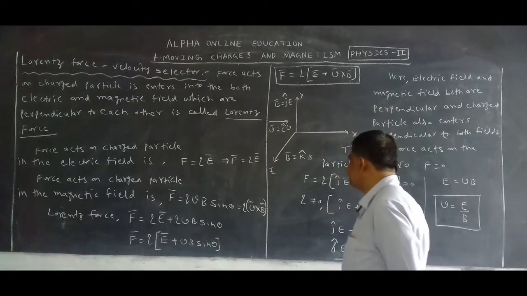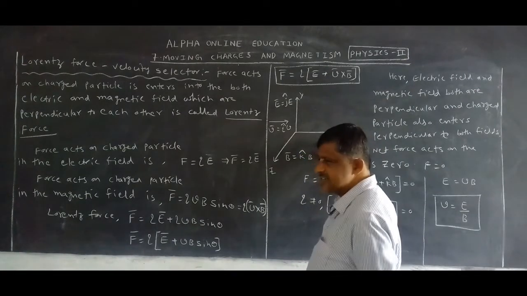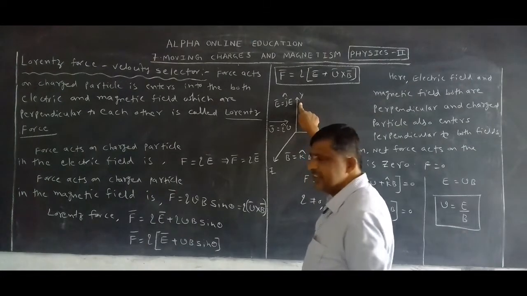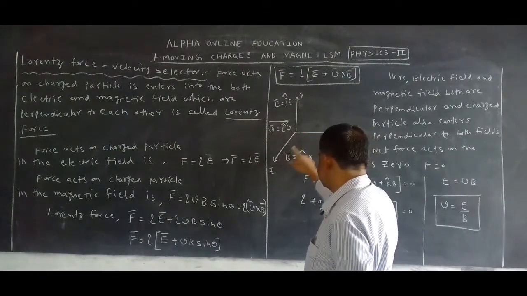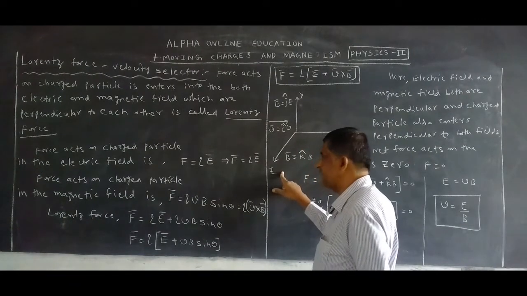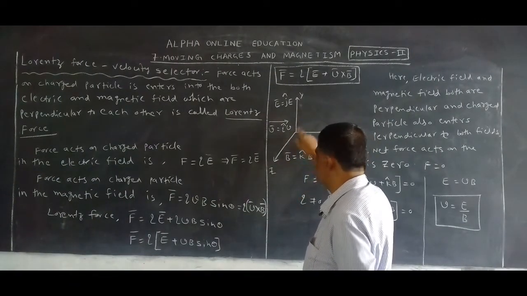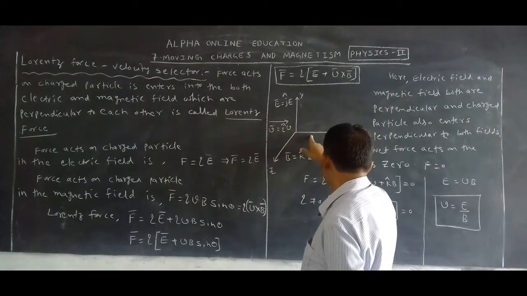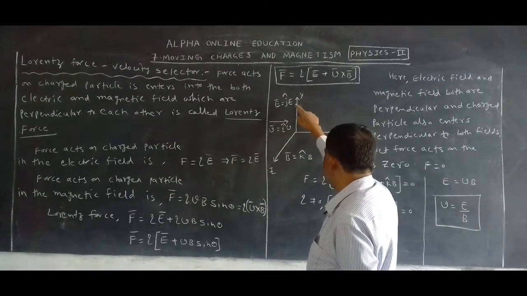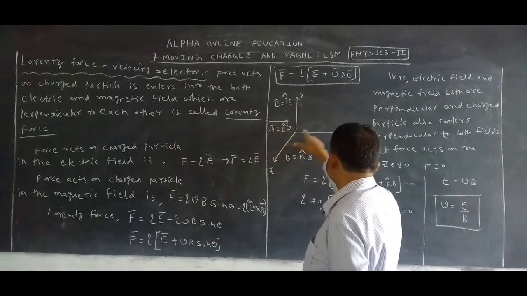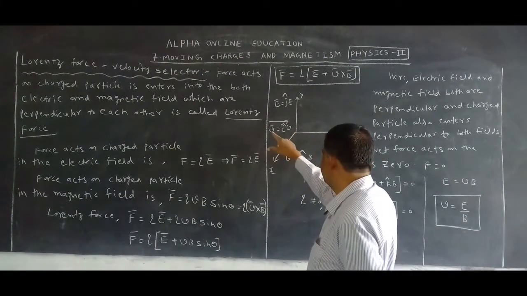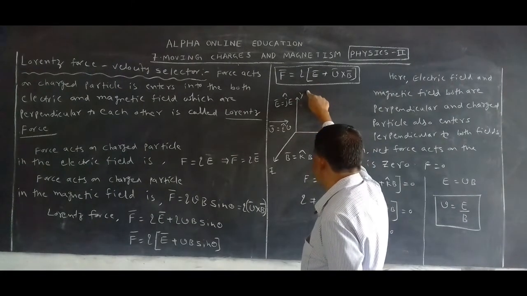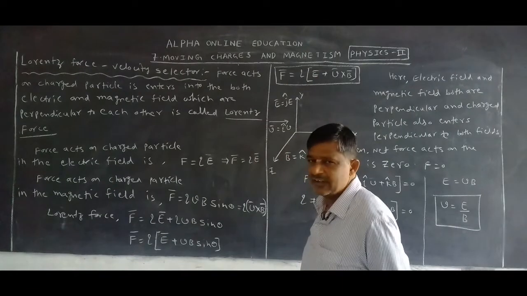Now here we can take three axes. This is the y-axis; in this direction the electric field is there. This is the z-axis; in this direction the magnetic field is there. The electric field and magnetic field are both perpendicular. In these fields the charged particle enters perpendicular to both, meaning it travels along the x direction. So the charged particle is along x, the electric field along y, and the magnetic field along z.